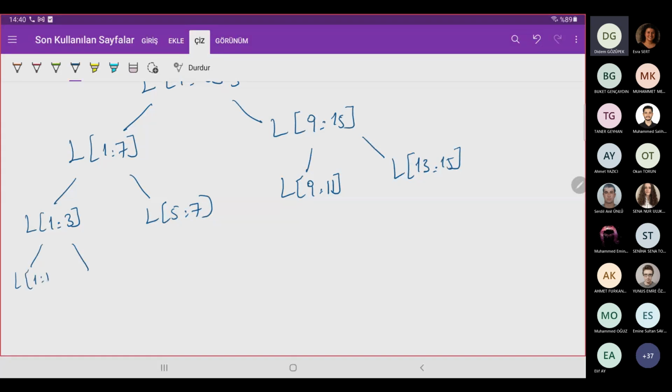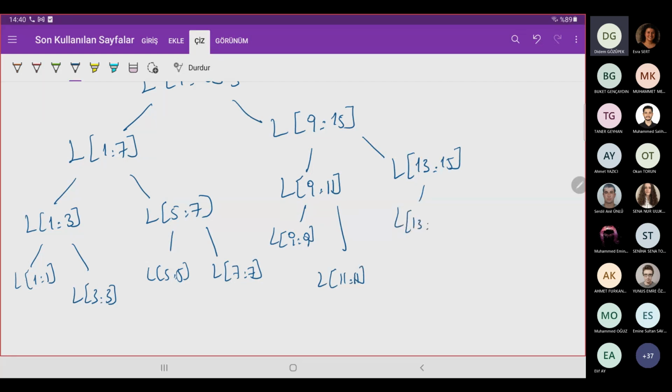This will be L1, 1, and this is 3, 3, and I have only one element. 5, 5, 7, 7, 9, 9, 11, 13, 15. Okay.